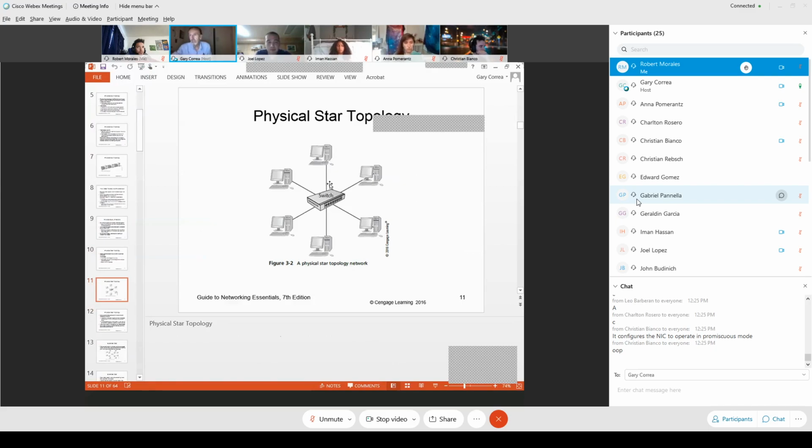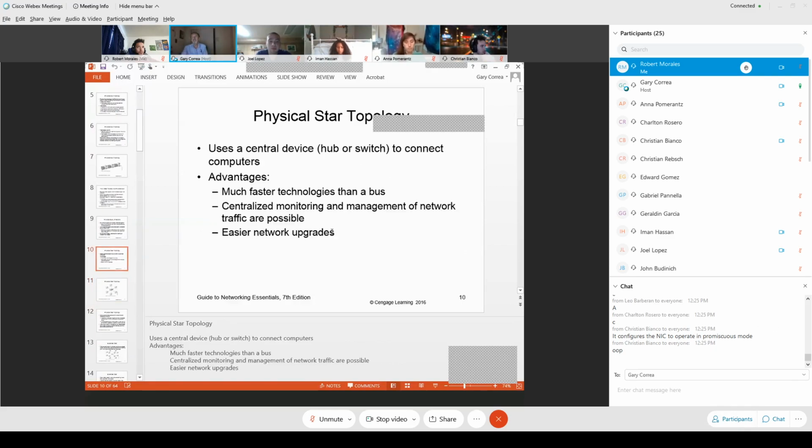Now, here's the other cuidado. If this wire breaks, this poor sucker's off the network, but it doesn't affect any of these people. They can keep going. So one wire break will affect that one person, but it will not affect the entire network. Let's go back. Here's the slide.